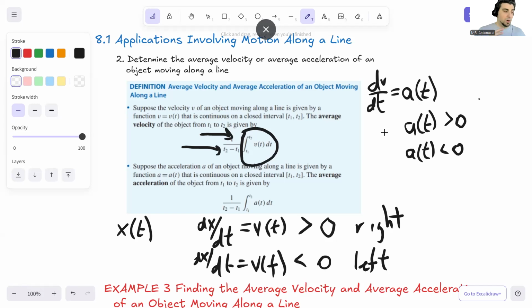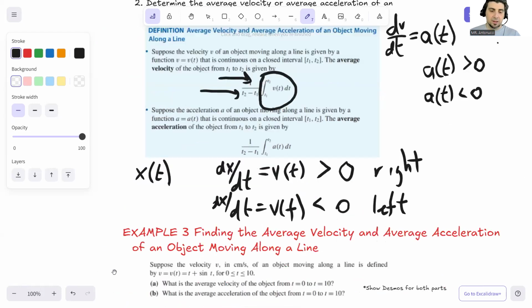Now, oftentimes a question will ask, is the speed of the object increasing or decreasing? So here's a quick way to figure that out. If velocity and acceleration have the same sign, in other words, they're both positive or they're both negative, then the speed is going to be increasing. If the velocity and acceleration have opposite signs, in other words, one's positive and the other's negative, or one's negative and the other's positive, then the speed of the object is going to be decreasing. There's often a question like that going to be asked of you.